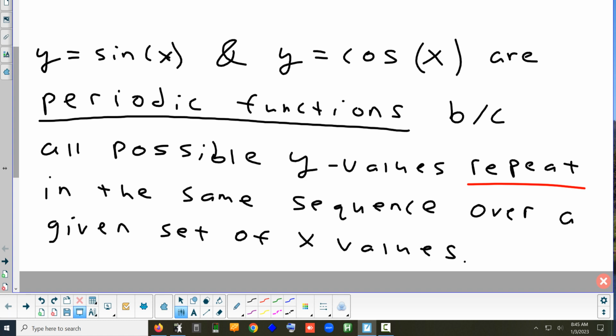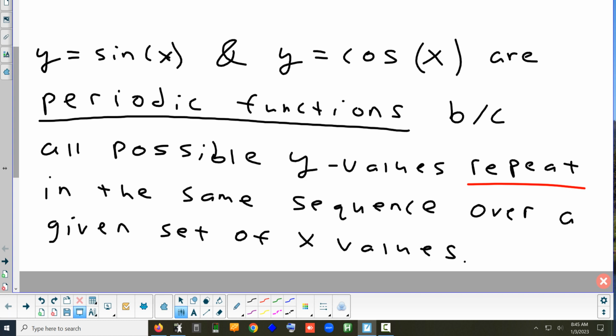In the same order. Okay, that 0, 1, 0, -1, 0. That's the sequence of the y values for the sine function. There's other y values too, but what I'm giving you is the beginning, the high, the middle, the low, and then the end. Those are the 5 values I gave you.